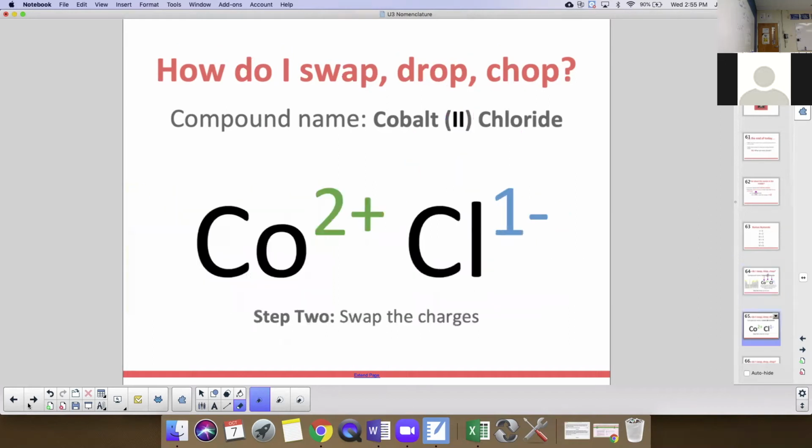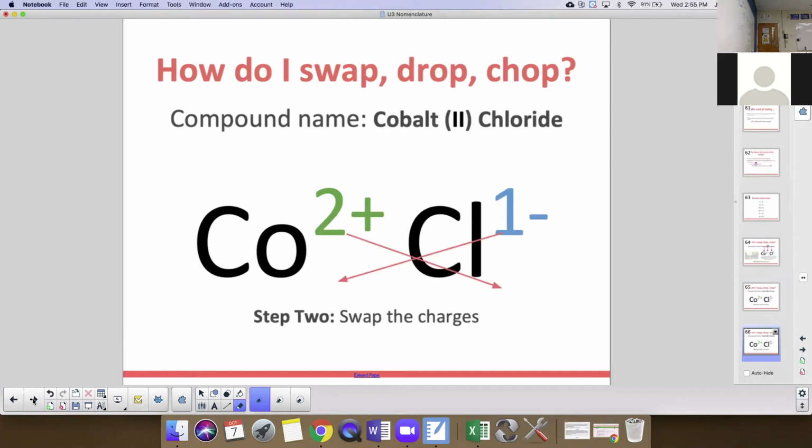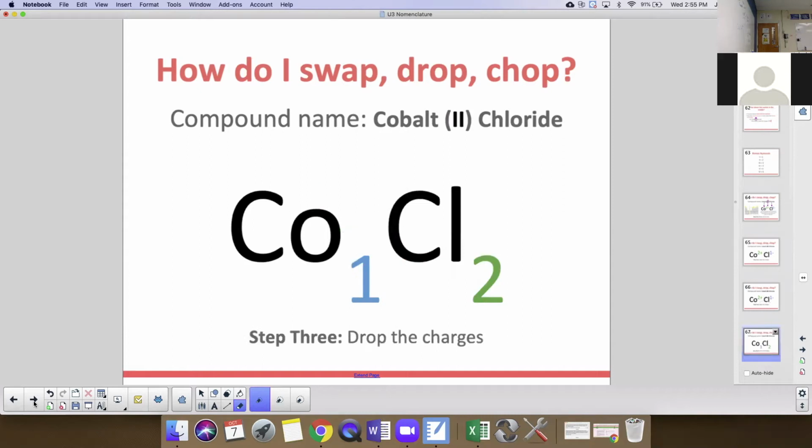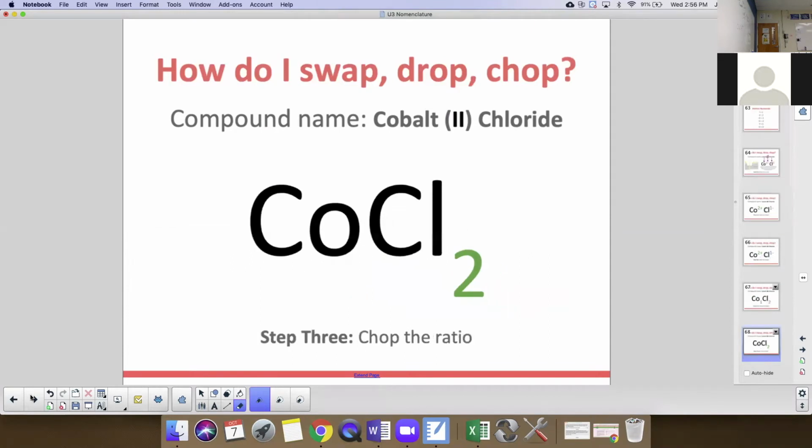All right, so right here you have cobalt 2 plus and chloride 1 minus. And so we're swap, dropping, and chopping. Here's our swap. All right, drop the charges. And then do I need to write the 1? No. No, so CoCl2. Great job.